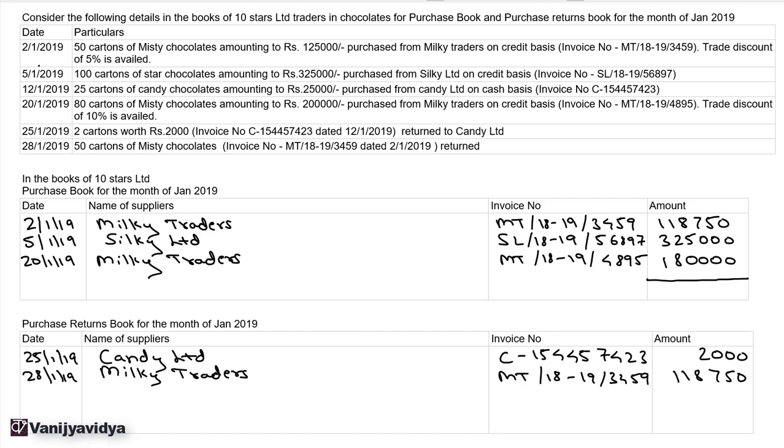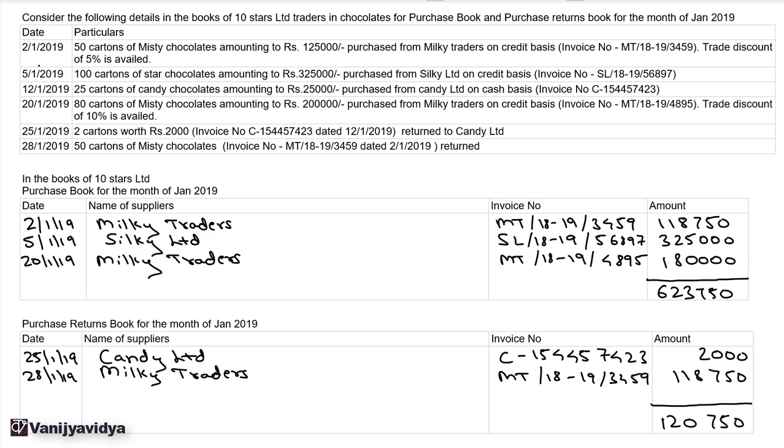Now let's take a total of purchase book for the month of Jan. 6,23,750. Now let's take a total of purchase return for the month of Jan. 1,20,750. Now this total of purchase book for the month of Jan and total of purchase return book for the month of Jan will be posted in your purchase account and purchase return account.